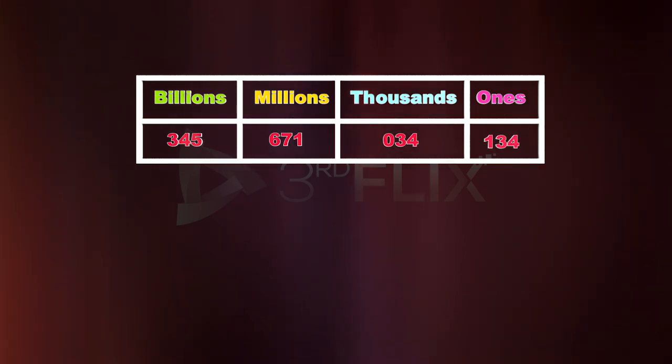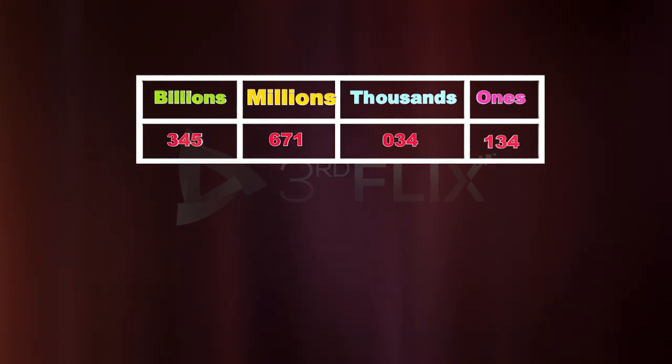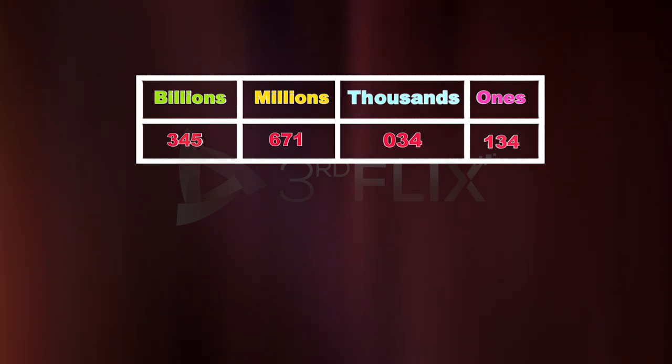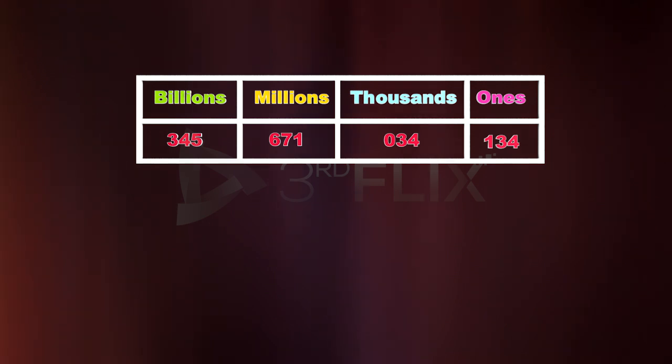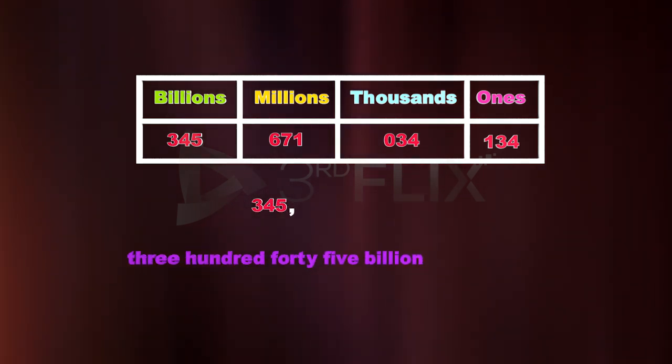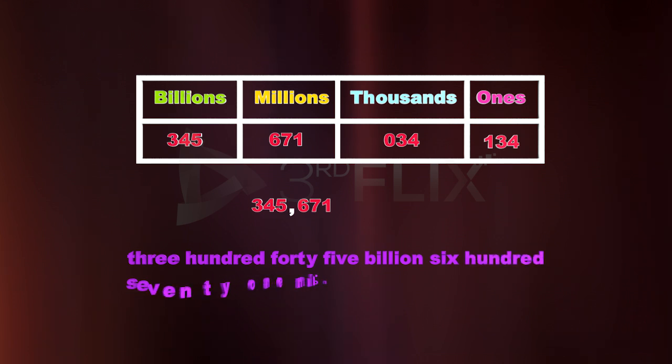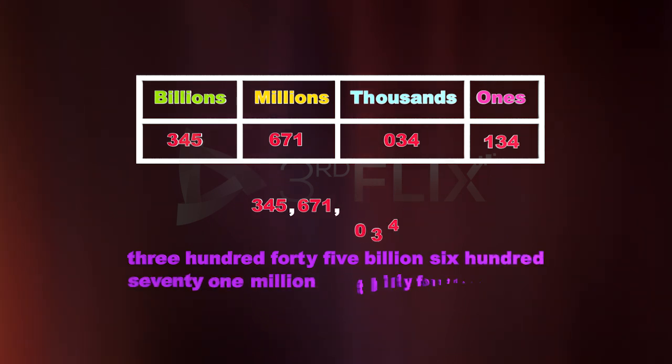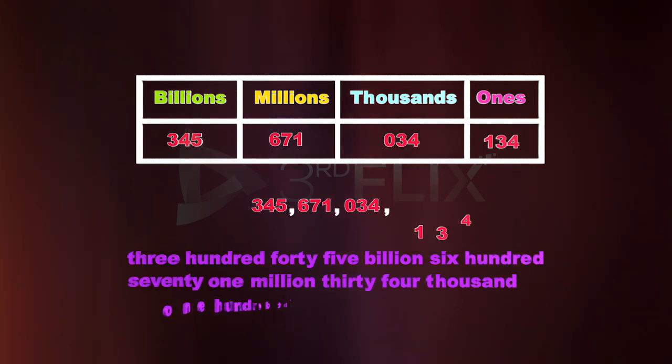The number has 345 billions, 671 millions, 34 thousands, 134 ones. Thus, its numeration is written as 345 billion, 671 million, 34,134.